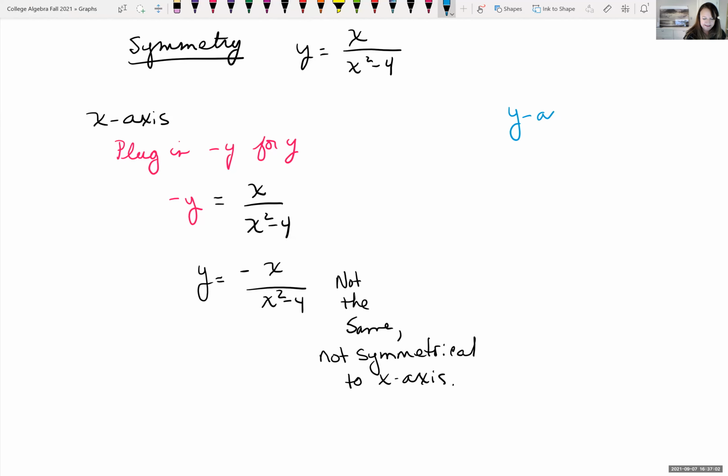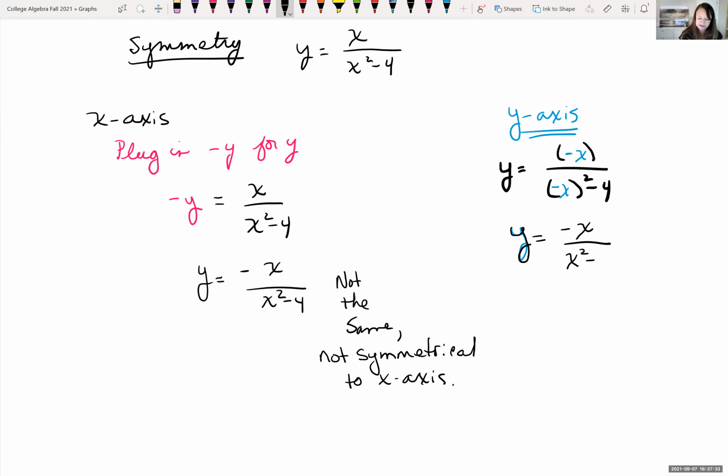So if we wanted the y-axis, we're going to plug in -x for x. So we get y is equal to -x all over -x quantity squared minus 4. So y is equal to -x all over, well, -x quantity squared is the same as x squared minus 4. So it's not symmetrical to the y-axis.